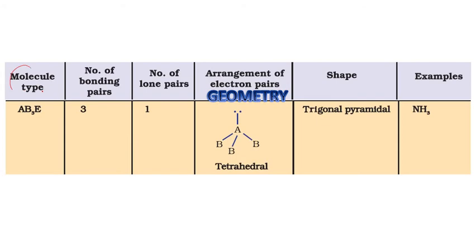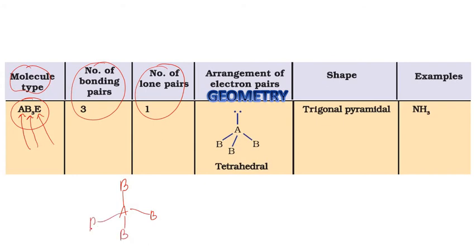The second molecule type is of AB3E, which means the central atom A is having 3 bond pairs and one E, that is a lone pair. One lone pair and bonding pairs are 3. And if you see, we are having the central atom, and if I write all in terms of bond pair, now this becomes a tetrahedral.